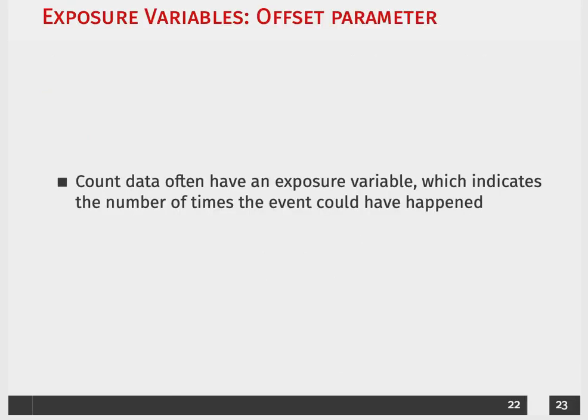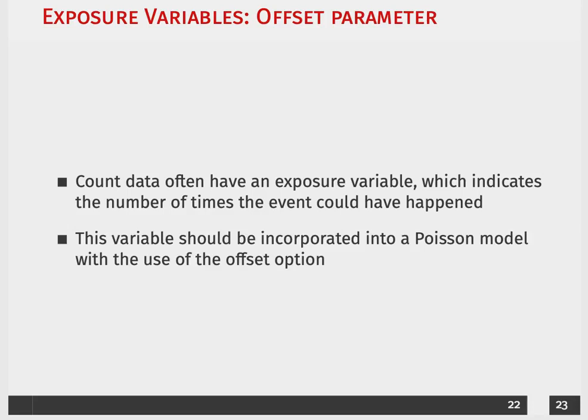Now, as kind of a pleasant reminder here before we end this module, I just want to end by noting that count data often has some sort of exposure variable. And by this I mean it indicates the number of times the event could have happened, right? So you can think about a count out of a number of potential successes. And if we did have that information, we could incorporate that into the Poisson model using the offset option.